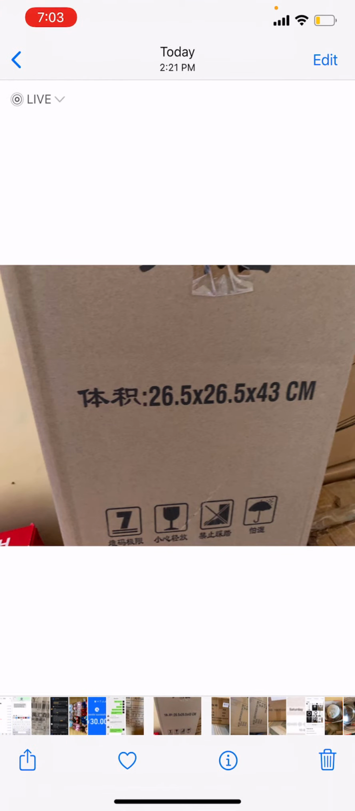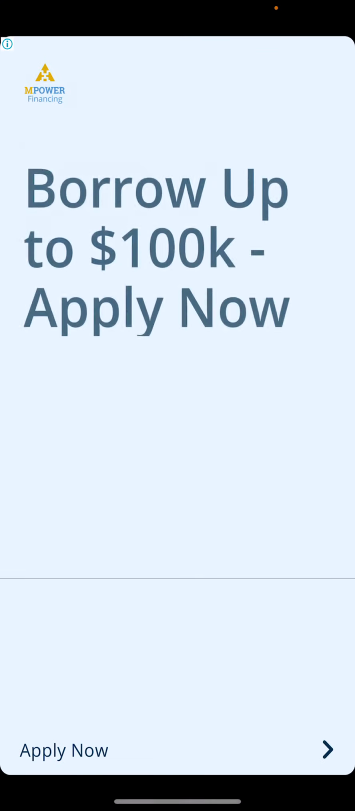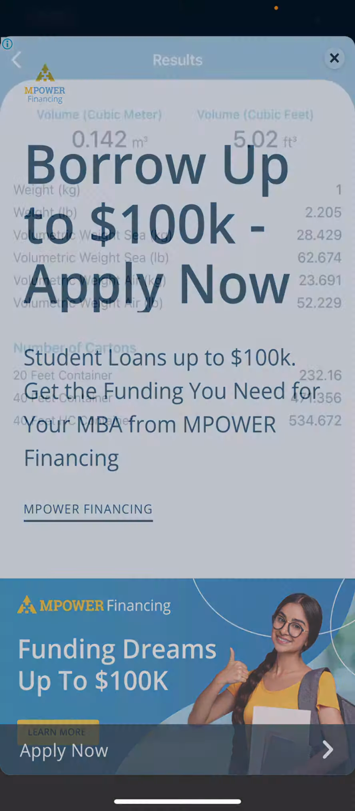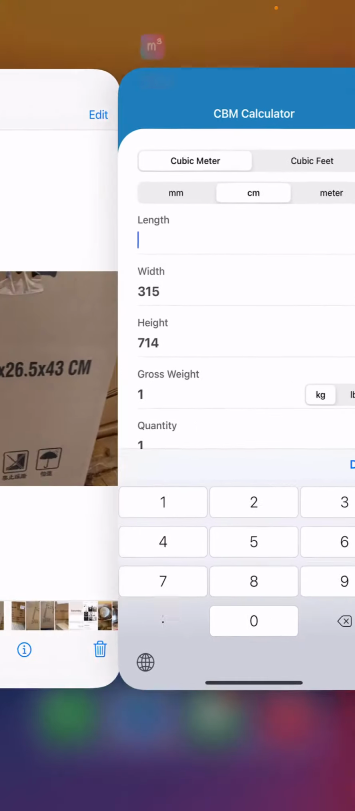I have a couple of examples. This one is a rice dispenser. Okay, so this one is in centimeters. Now on my CBM calculator, there is a section for centimeters, so I'll tap on the centimeters and then I'll enter the values for the carton.